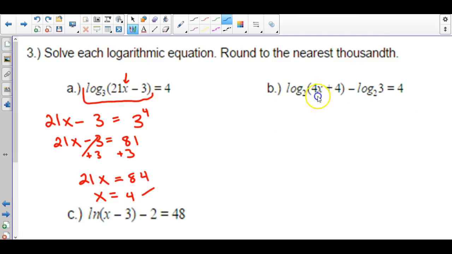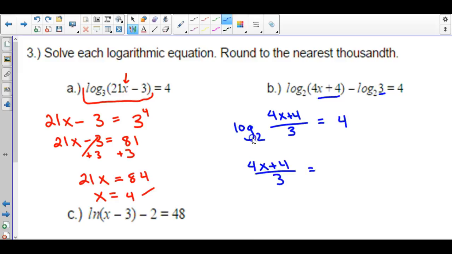The next one, what we're going to have to do is simplify this as a single log first. Notice I have the minus sign, so that implies that I'm going to be dividing these two values. So I'm going to write this as a single log: log base 2 of (4x plus 4) over 3, and that is equal to 4. So what I'm going to do next is convert this into exponential form. I'm going to leave my left side as (4x plus 4) over 3, and my right side base number is going to be 2, and I'll be raising that to the 4th power.